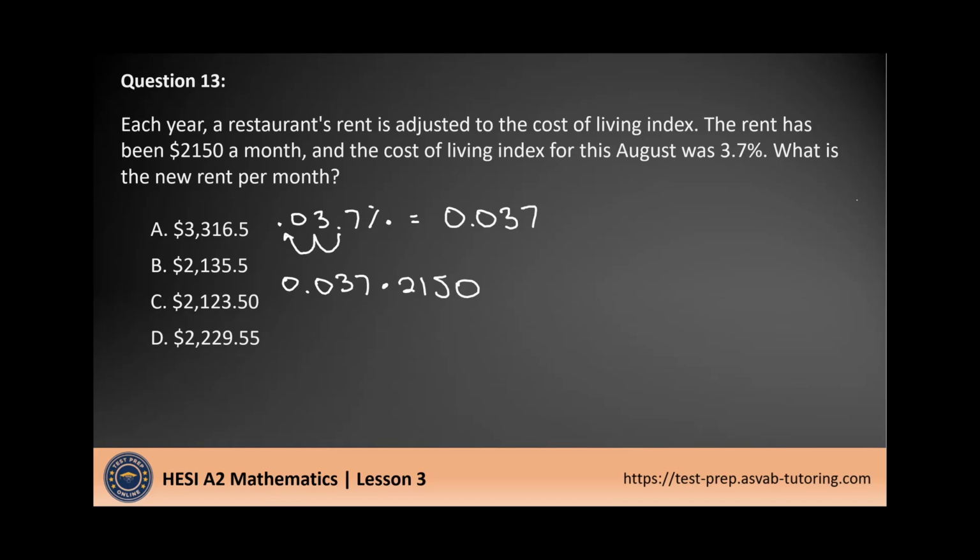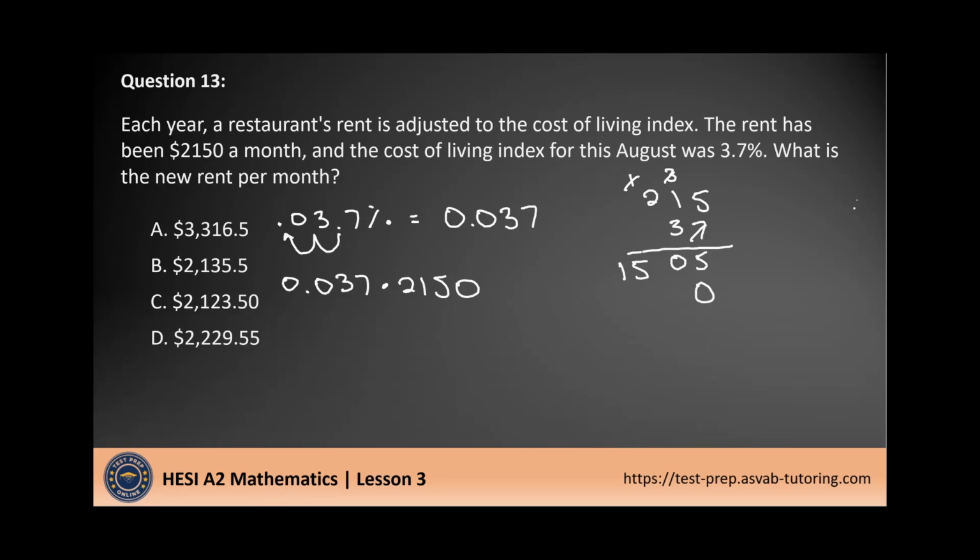Ignore the zeros. 215 times 37. 5 times 7 is 35. Carry the 3. 1 times 7 is 7, plus 3 is 10. Carry the 1. 2 times 7 is 14, plus 1 is 15. Let's cross out those numbers we carried. Cross out the 7 because we're done with that.